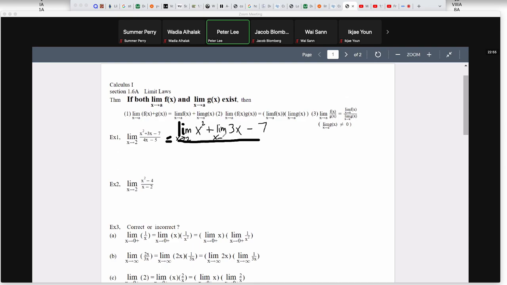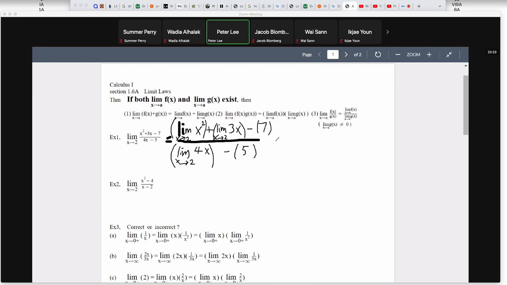With x approaching 2. And then what is the denominator? The denominator is now 4x, and then minus 5. And then here we can put the limit, x approaching 2. And of course, we are calculating this limit here, and then this 5 is separate. 5 doesn't need a limit because there's no x. So this, and then that, and then 7 right there.